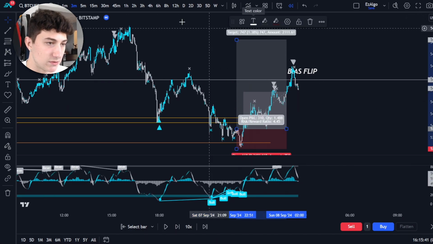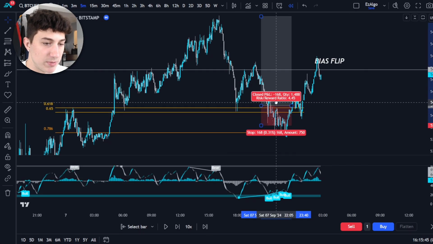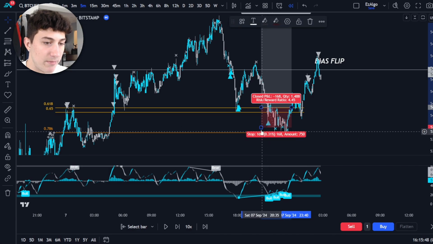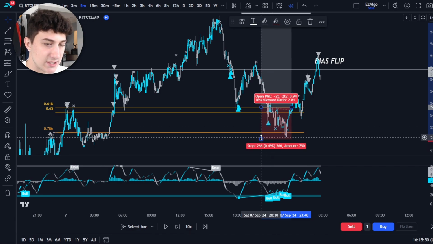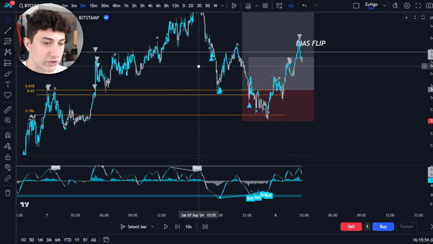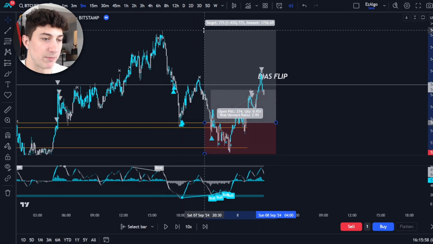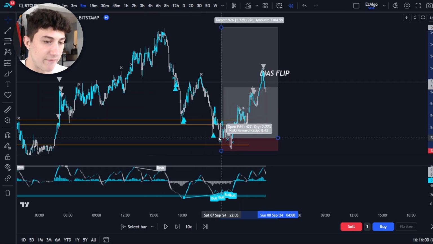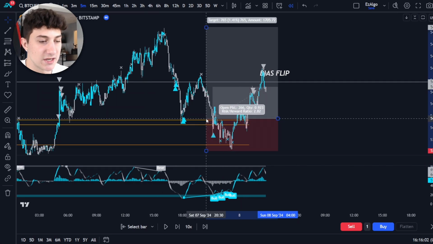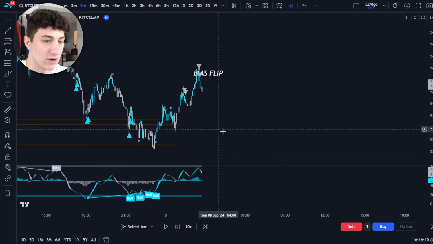Or you can just set limits, right? Which is the better way, in my opinion, doing this, right? So you can set limits, which would be one limit here at the 618, and the other limit at the 786 with your stop loss slightly below. Okay, so this is going to be your trade entry. Okay, something like this, targeting that high as your take profit. And if it fills your 786, your average entry is going to be here. And if it doesn't fill your 786, then your average entry is going to be at the 618 fib level. Okay, so that is in essence what you are looking for.